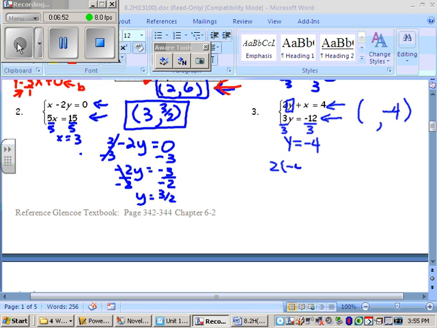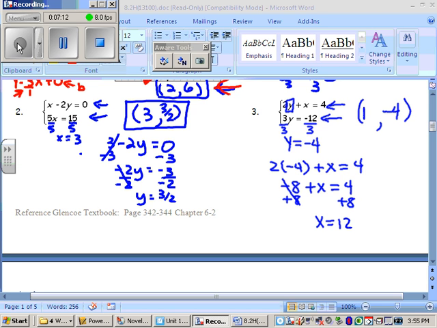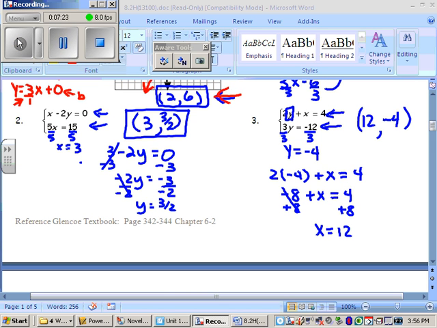Now we take that value and plug it in for y in our first equation. So it'd be 2 times negative 4 plus x equals 4. So we have negative 8 plus x equals 4. And if we add 8 to both sides of the equal sign, then x would equal 12. So our solution would be (12, -4). And this completes the lesson on solving a system of equations using the substitution method.